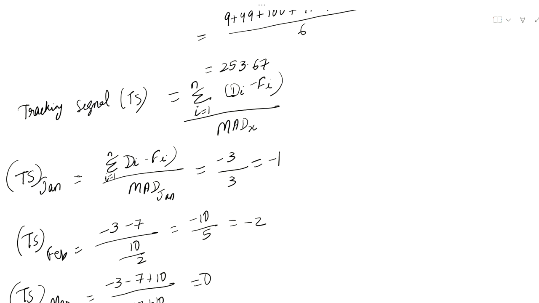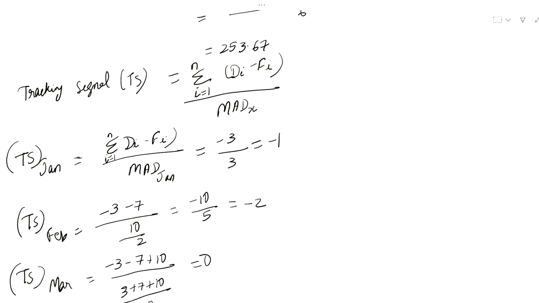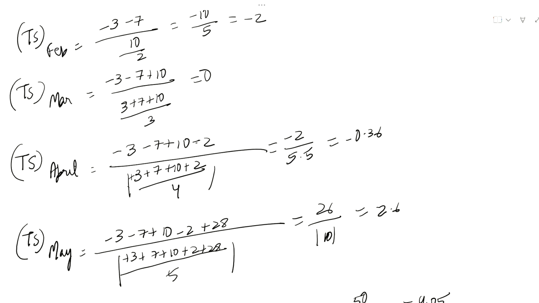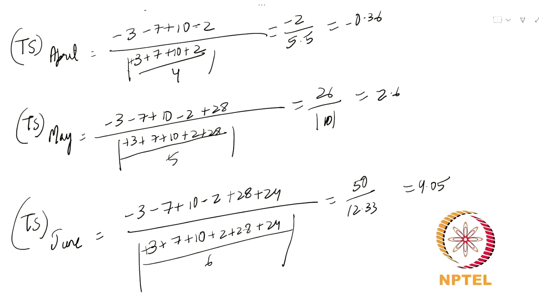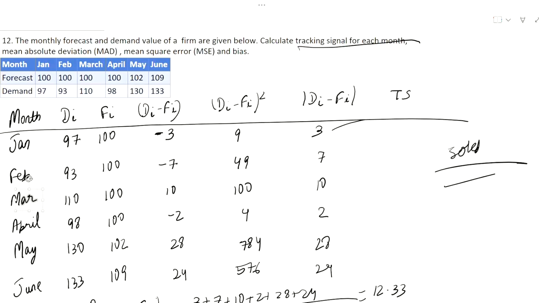When the tracking signal for each respective month is found, we see that in the numerator, the summation of DI minus FI keeps increasing as per the month. So we have to be careful in this area. Okay, so now I will discuss important points in the next class.